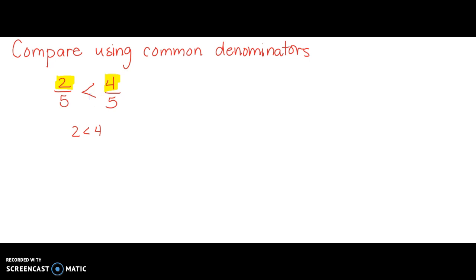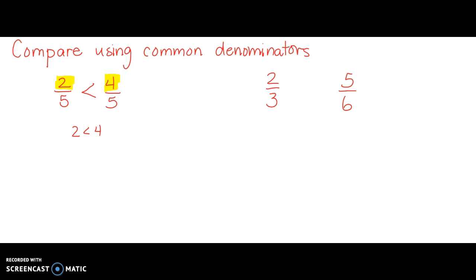But what about if we have something like this? 2/3 and 5/6. We can see already that we're not talking about the same size pieces of the whole. We're talking about thirds and sixths. But we also know we can make equivalent fractions from fractions to rename them using a common denominator.